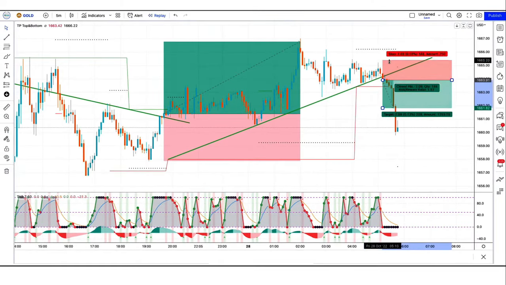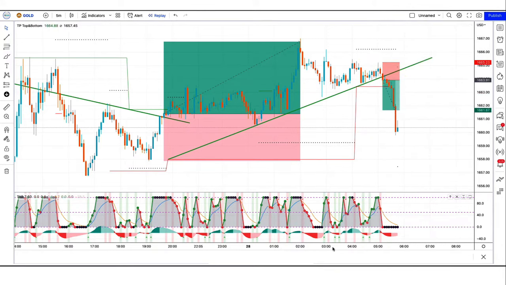Our stop loss will be placed at the current market high. And the risk to reward ratio will be 1:1.5. We have won the trade. Let's find the next trade.